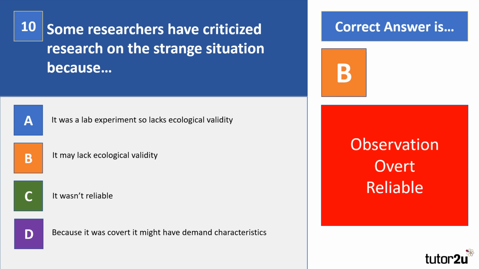Now, D would be true if we were using the right word, because we've said it was covert. It would be true if it was overt: it might have demand characteristics, because of course the parents may have changed their behaviour in some way because they knew that they were being watched. So like I said, this is just about really knowing the ins and outs of the strange situation.